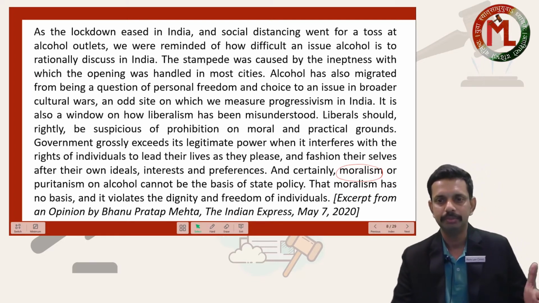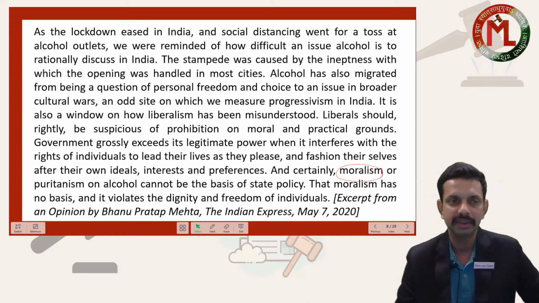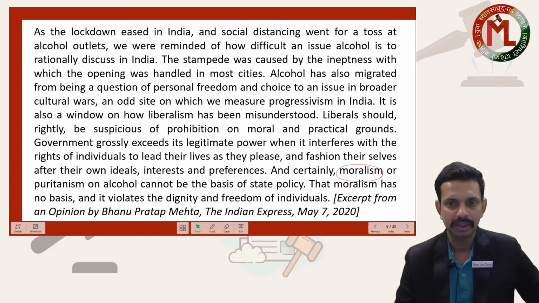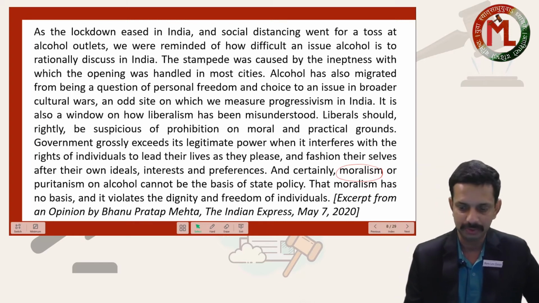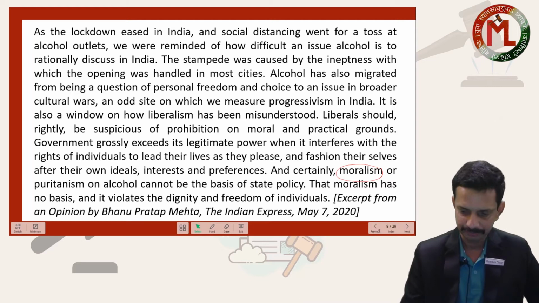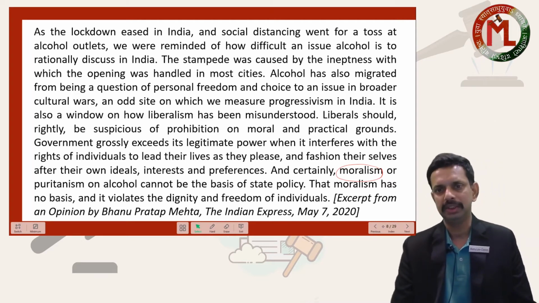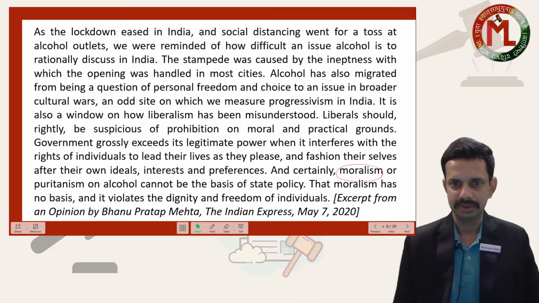So he tried to ban liquor in the USSR. He thought that it would help the citizens, and that it was a moral issue related to morality, but it actually backfired at that point of time. So that is another thing. But yes, again it talks about morality, again a social issue, and it is taken from the Indian Express.